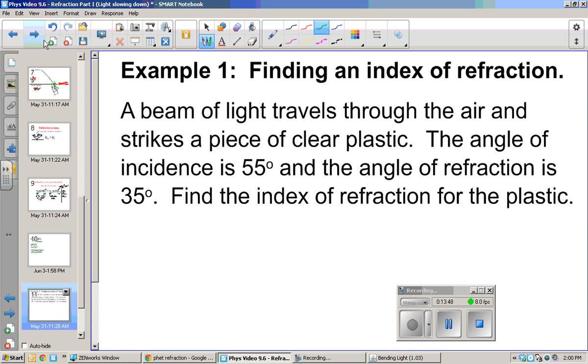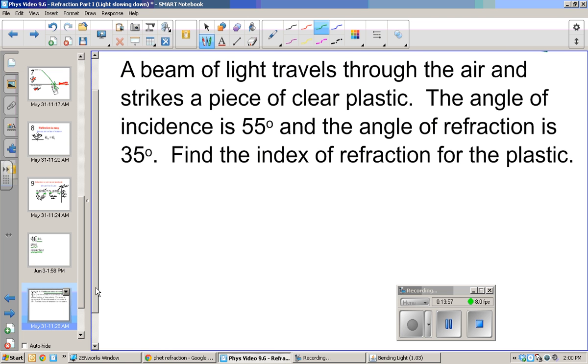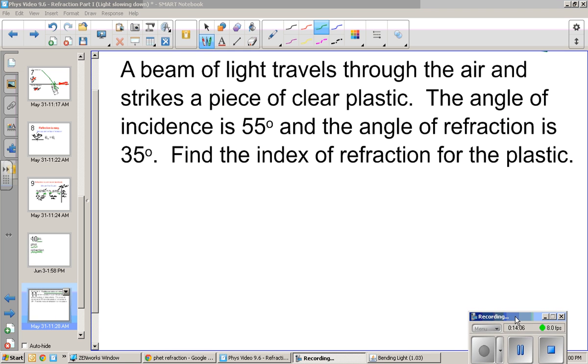So here's our example. In this first example, we're going to learn how to find the index of refraction. A beam of light travels through the air and strikes a piece of clear plastic. The angle of incidence is 55 degrees and the angle of refraction is 35 degrees. Find the index of refraction for the clear plastic.